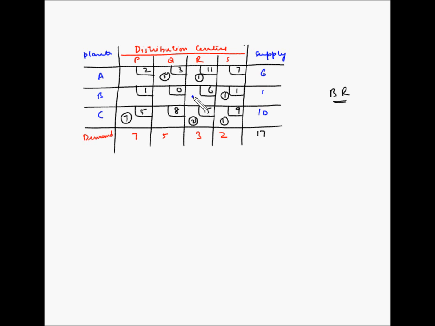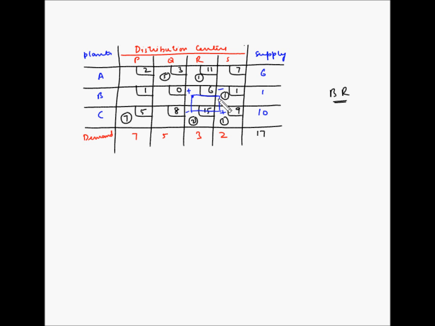So let's first build the closed path for this water square BR. So the closed path will be BR to CR, CR to CS, CS to BS, and BS to BR. And in this closed path we will assign alternate plus and minus signs, starting with a plus sign at the water square. So BR gets a plus, CR gets a minus, CS gets a plus, and BS gets a minus.